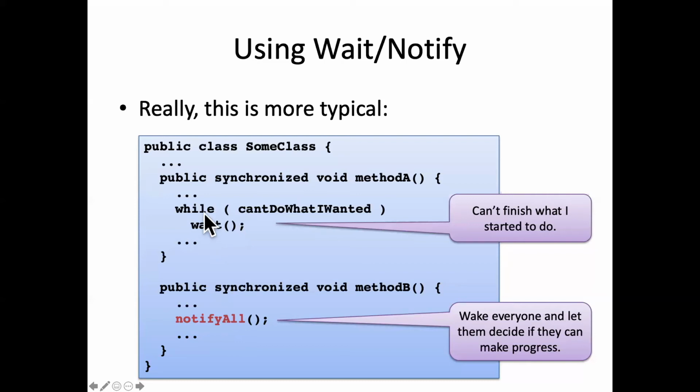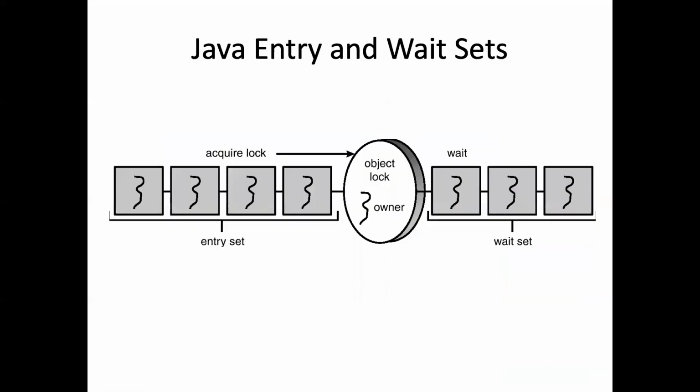And this is kind of what I was saying before: if I got woken up and I realize I can't do the thing I wanted, I can always go right back to sleep and wait for someone else to wake me up. So this is what condition variables and monitors look like in Java. And you can see, at least with syntax like synchronized methods and with objects automatically having locks on them, we've got good programming language support for writing synchronization code.